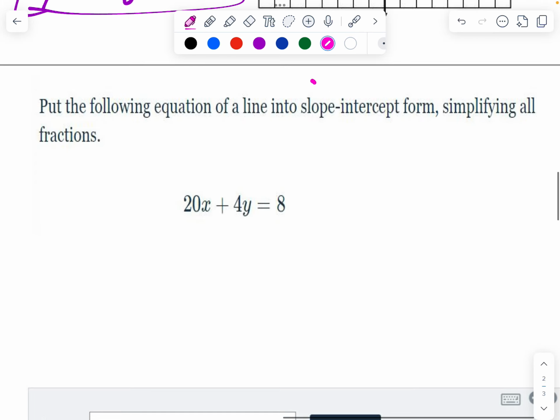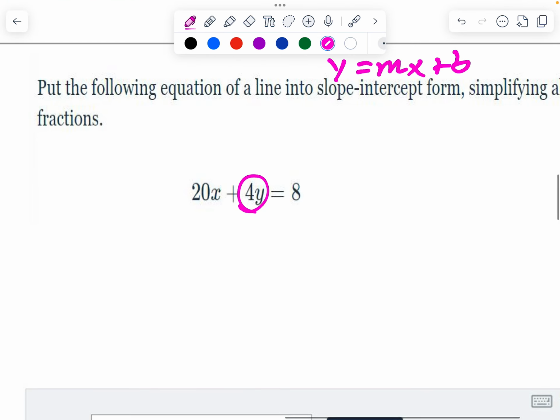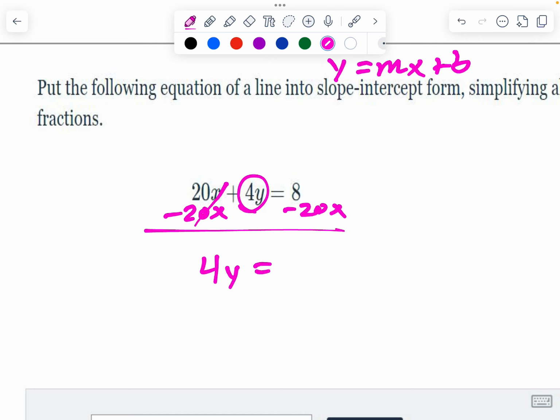Okay, so same thing on the last one here. Again, I want it to look like this. So to get it to look like that, I need to solve for y. So subtract again. But this time, let's write it out first. So that's 4y equals mx, so -20x. And that's positive, so plus 8.